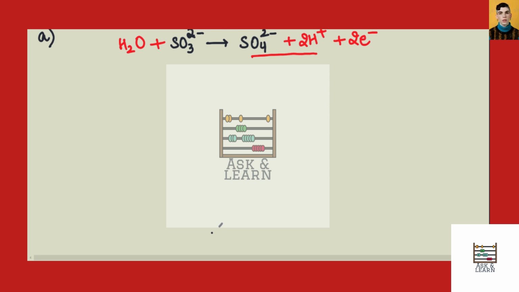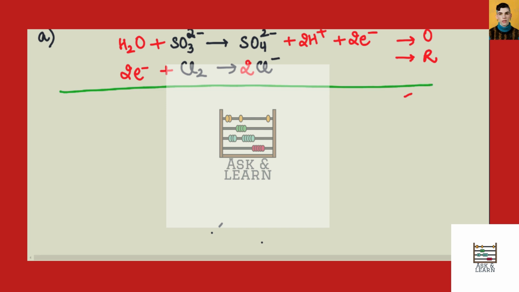Now, in the next half equation, we have Cl2, chlorine, going to Cl-. First we balance the chlorine atoms, so 2Cl-, and then we balance the charge by adding 2 electrons on this side. So this first equation is our oxidation reaction because we end up losing electrons, and this equation is a reduction reaction since we end up gaining electrons.